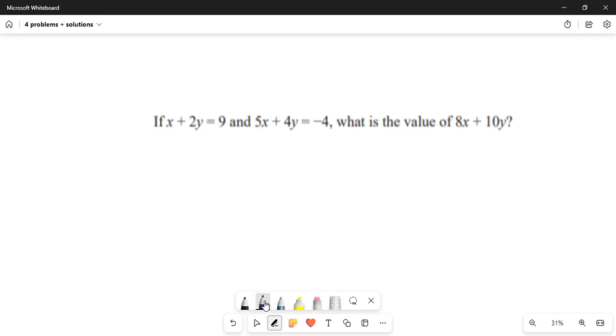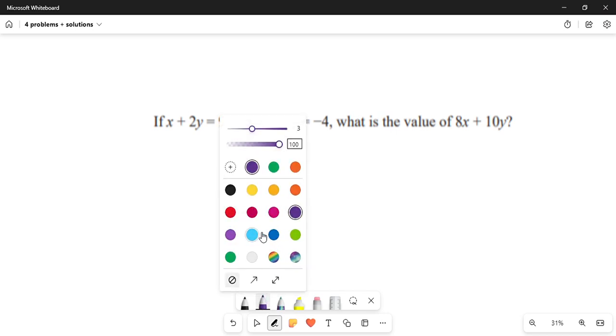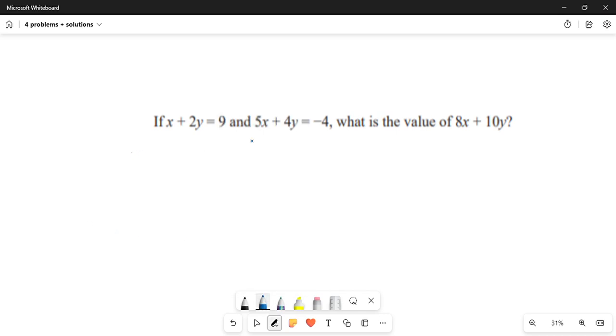Okay, so if x plus 2y equals 9 and 5x plus 4y equals negative 4, what is the value of 8x plus 10y? So this, we use something called systems of equations, and then we could just use our basic solving skills. We could just do substitution to help us solve this one, since that's an easy approach.